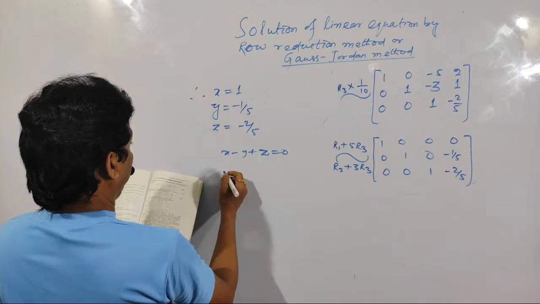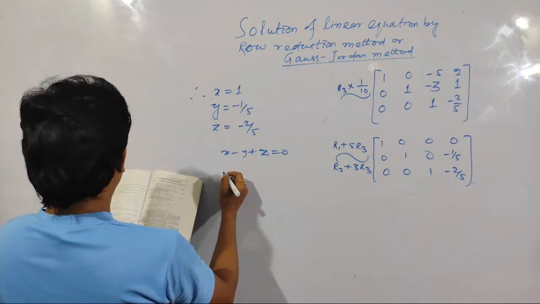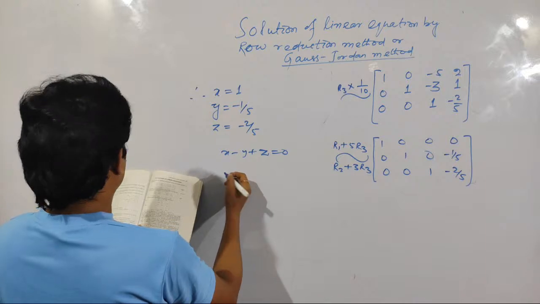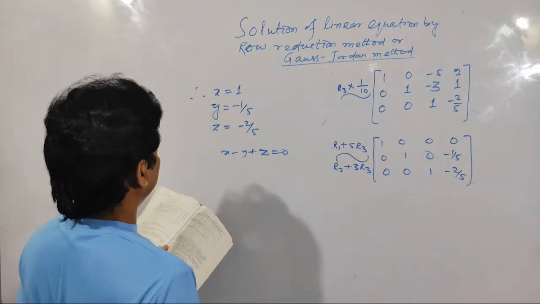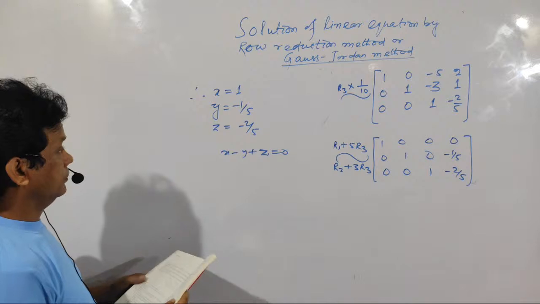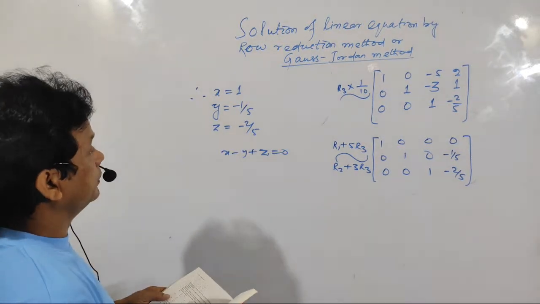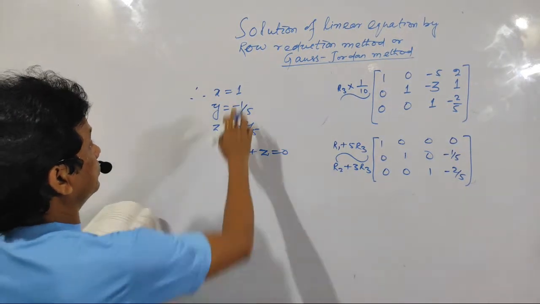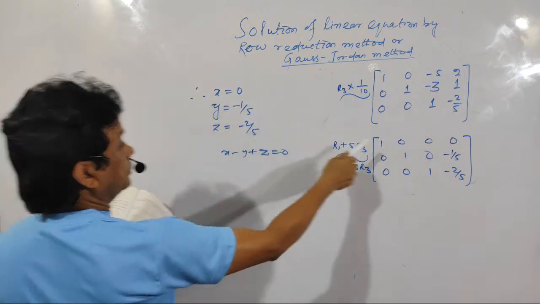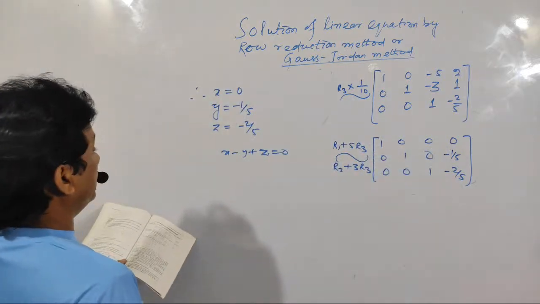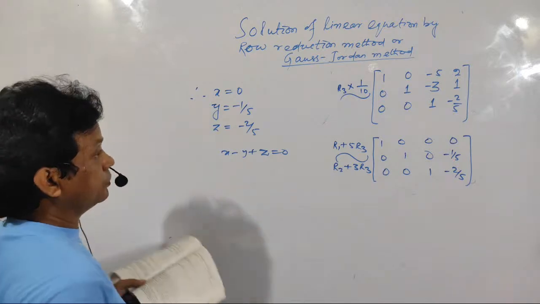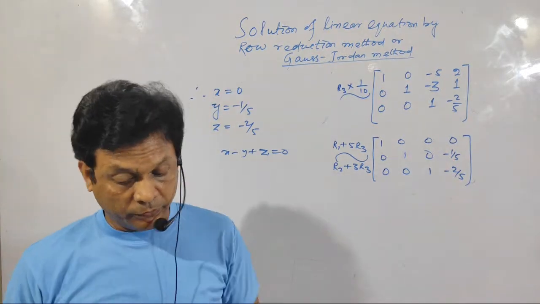Clear? No. We have got somewhere mistake. So this one is x equal to 0, and y minus y plus z. This is not 0. We have done somewhere mistake.